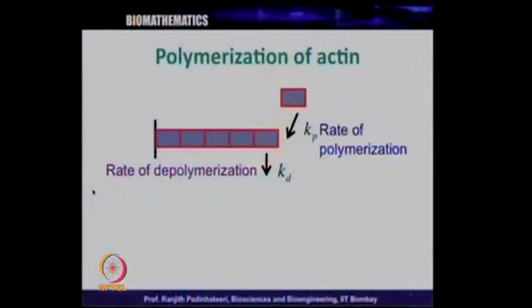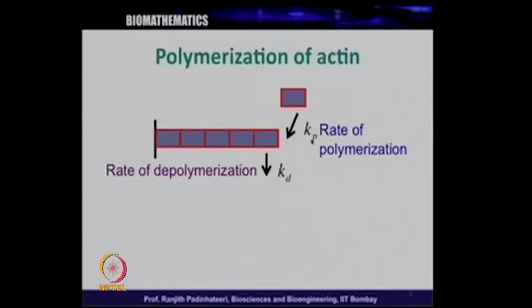Consider the case of polymerization of actin filament. This is something which we have discussed before. Basically, you have a filament as seen here, and one end of the filament is blocked and the other end is polymerizing with some rate Kp, the rate of polymerization, and it can depolymerize the monomers at this end with some rate Kd. So Kp and Kd are the polymerization rate and depolymerization rate of a filament.